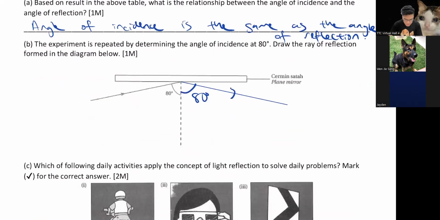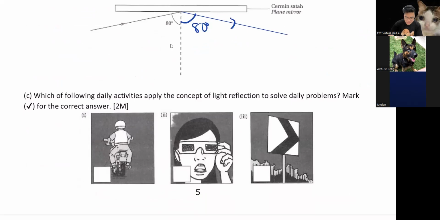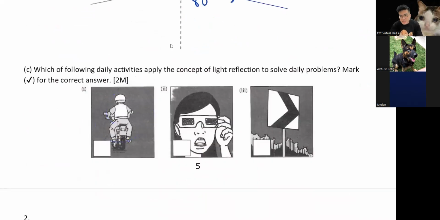So C, which of the following daily activities apply the concept of light reflection to solve daily problems? Number one, is this reflection? Yes, it is. Why? Because that's the safety vest. This is why at night you wear a safety vest to look shiny. This safety vest is usually neon green in color so that people can see you, so that cars don't run into you. So this is correct. This is your 3D glasses. 3D glasses is non-reflection. And then is this reflection? Yes, it is.